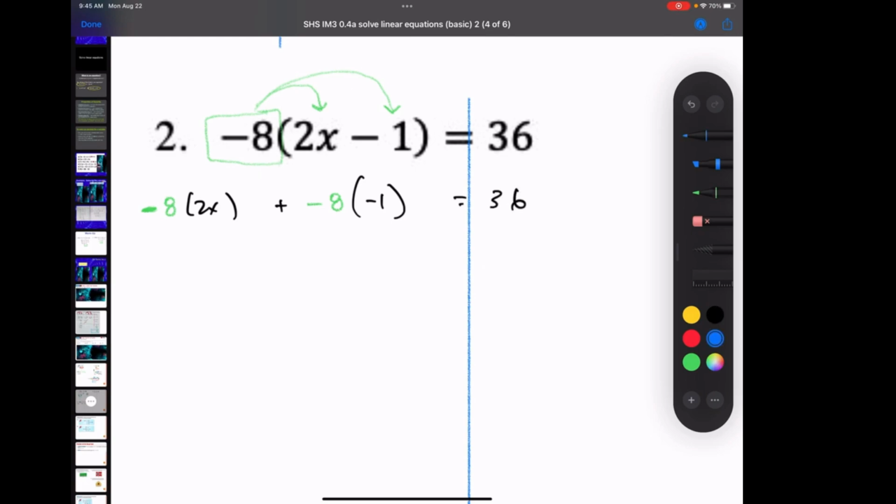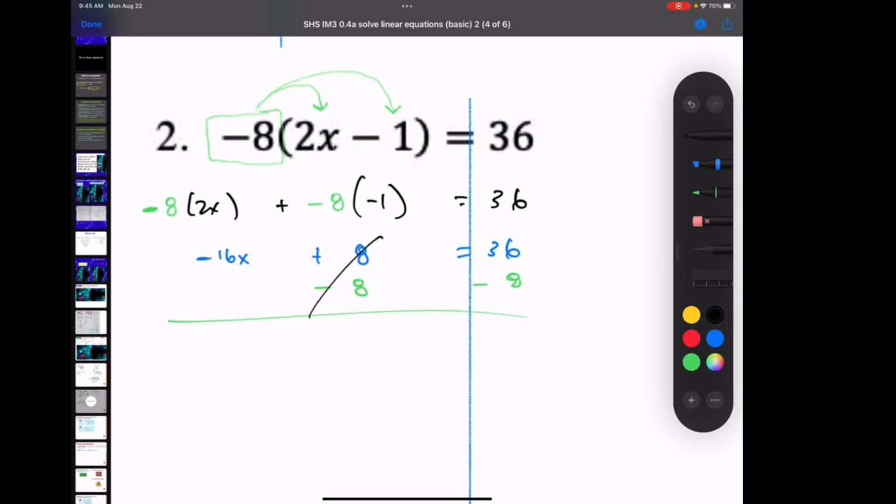So negative times a positive is? And this becomes a negative 8. So negative 8 times a negative 1. Positive 8. Should I divide by 16 or subtract 8? Subtract 8, says PEMDAS backwards. That's 0. I get negative 16x.